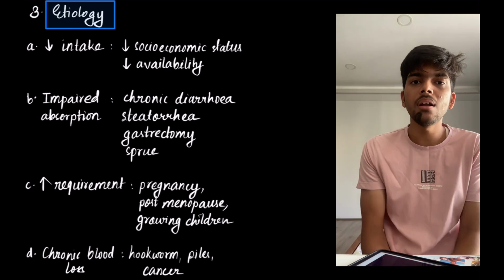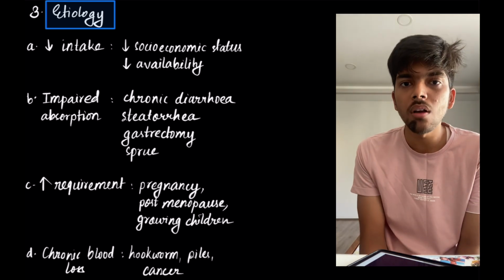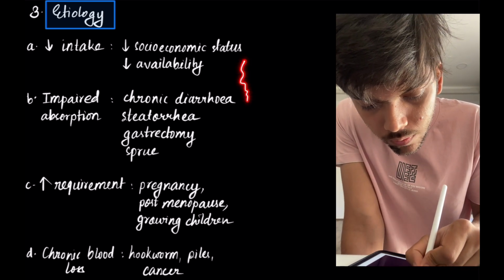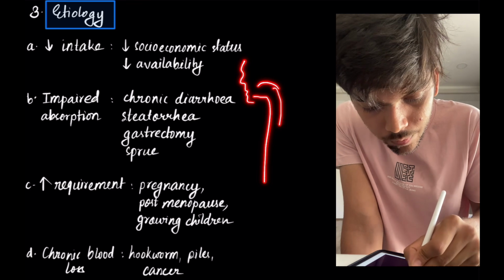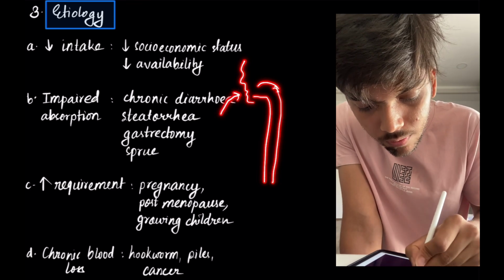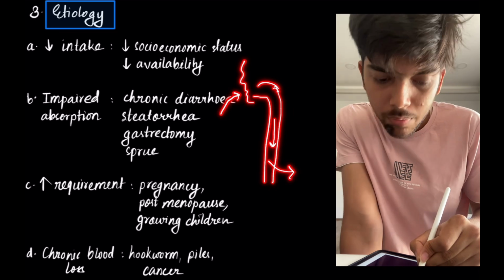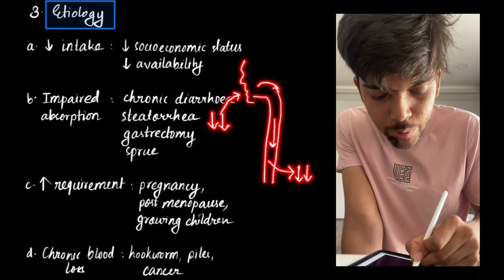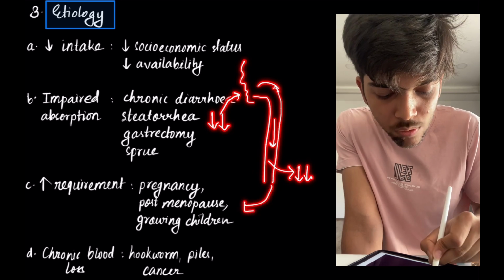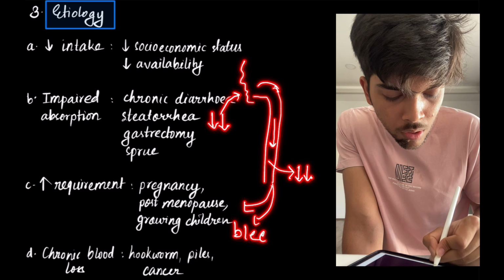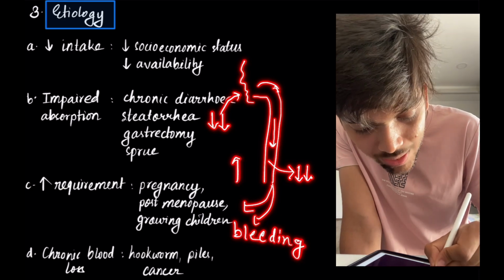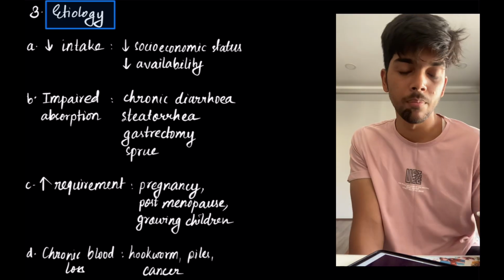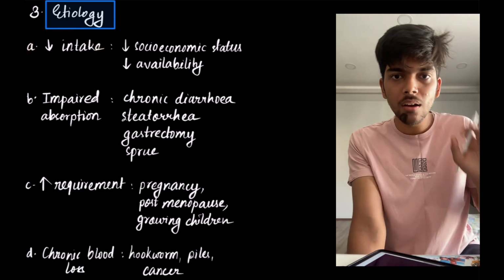Okay, now what are the various factors or causes of iron deficient anemia? Here's your tiny little mouth and then here's your gut. Iron is taken in, it reaches the gut and then it gets absorbed. So if there is less iron intake, or less iron absorption, or if there is wastage of iron due to bleeding, or if there is increased requirement of iron, these can all lead to deficiency of iron in the human body. So first, if there is less intake of iron.